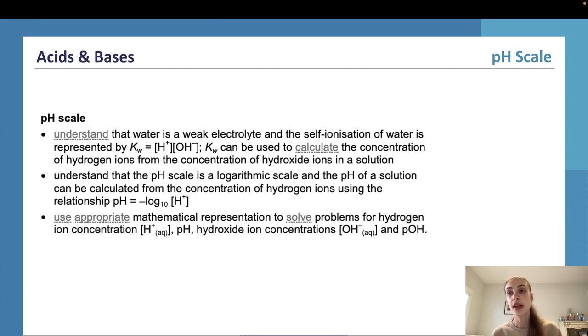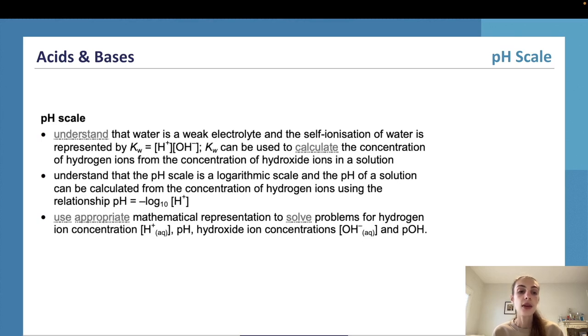And then similarly to that, but not stated on this page, you need to be able to calculate that the concentration of the hydroxide ions can be calculated from the inverse of this. So that would be the concentration of hydroxide ions equals 10 to the power of minus pOH.